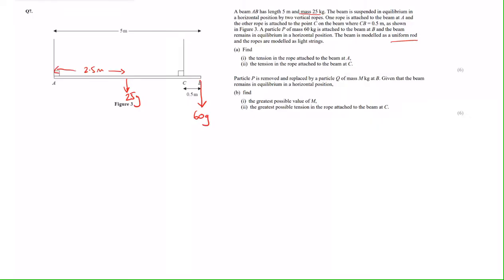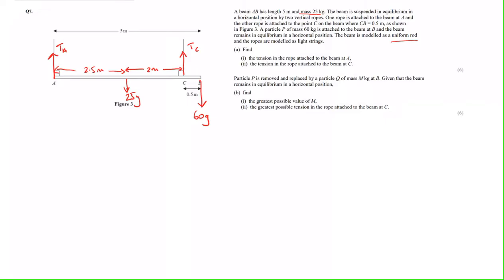And we also know that there's 0.5 metres between B and C, so the distance between the centre of mass and C is 2 metres. So in the two strings we're going to have tension forces. They might well be different tension forces, so we'll label them TA and TC. So this is our complete diagram.